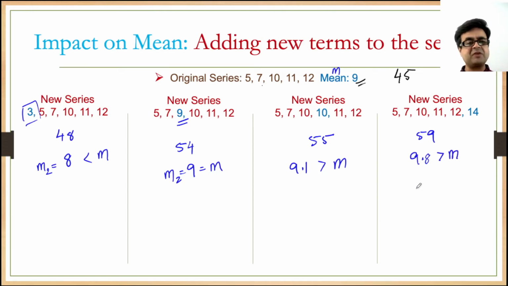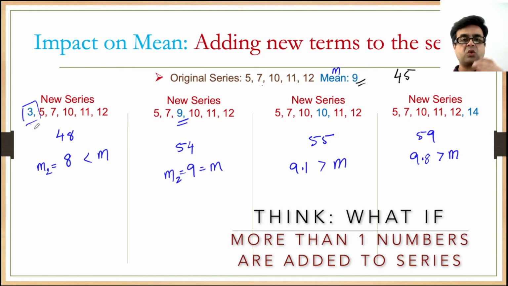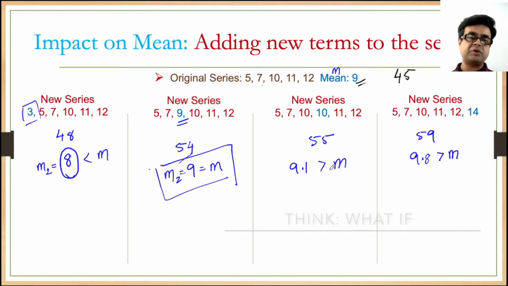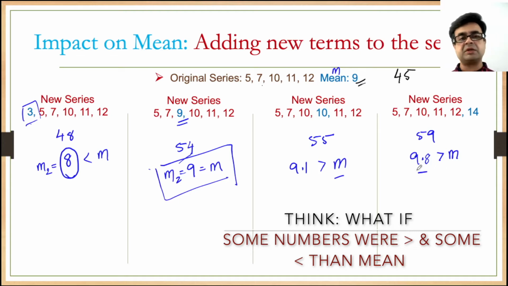So there is something very interesting happening here, and there is a pattern, and I hope you already realized the pattern. Whenever I am adding a number that is less than the original mean, the mean is decreasing. As in this case, when I add 3, which is less than the original mean of 9, my mean actually decreases. Whenever I am adding a number which is equal to the mean, my mean doesn't change, it remains the same. When I add any number which is greater than the mean, my mean increases. This is the underlying pattern that you need to understand.